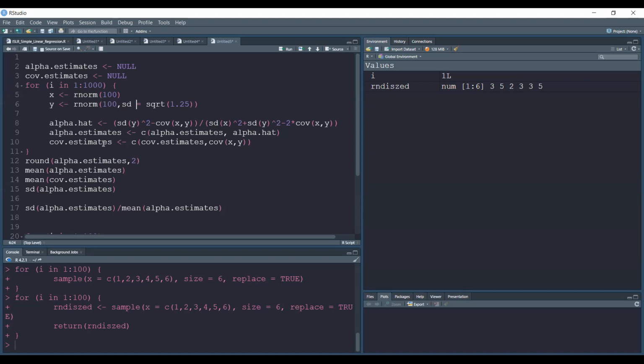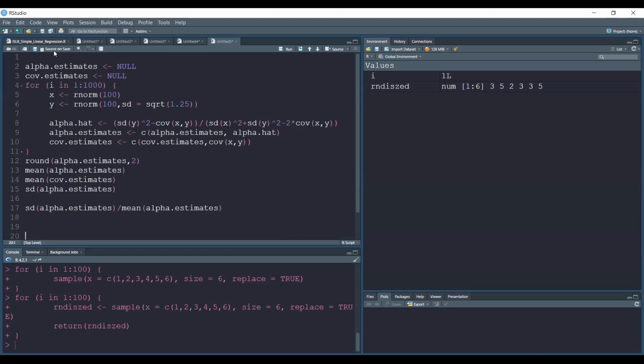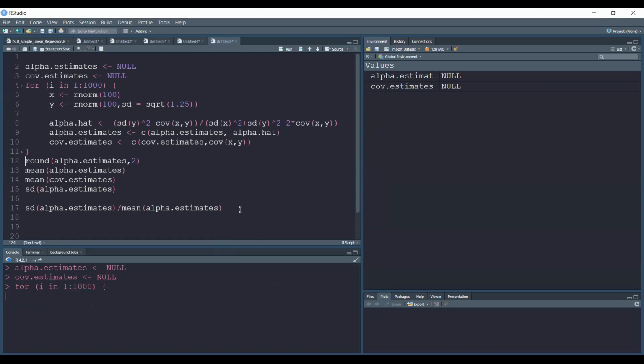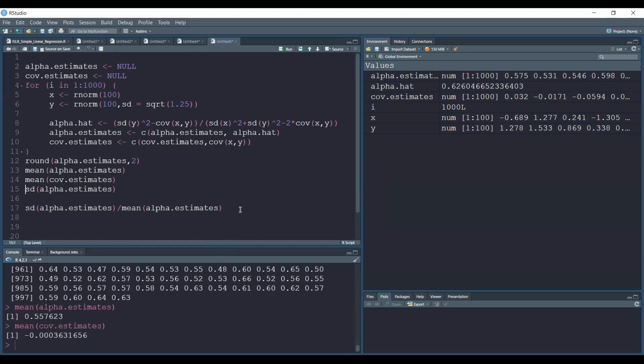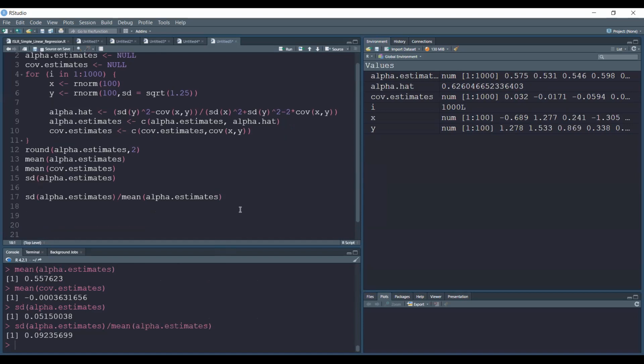Trying to remember what we had typed. So we had x and y. We even had alpha hat. Yeah, I mean, we did quite a lot of work over here, didn't we? So let me just clear the environment. Had this and this. Then these were the alpha estimates. Then this, the standard deviation, and then this to get an idea of how large the standard deviation is. Yeah, I remember getting like 10% last time, and even today we have 0.09.